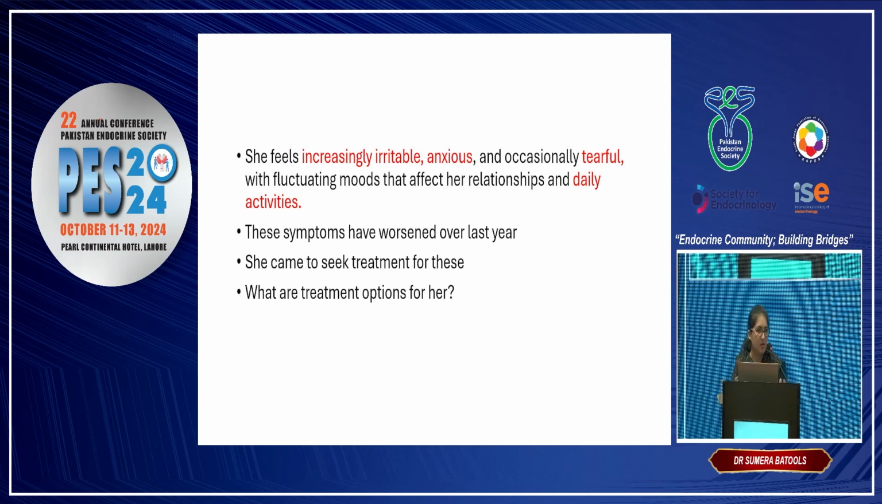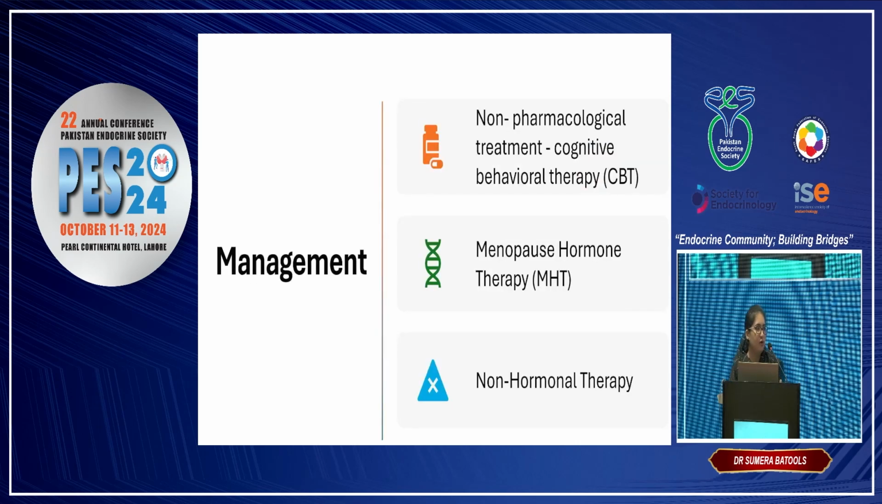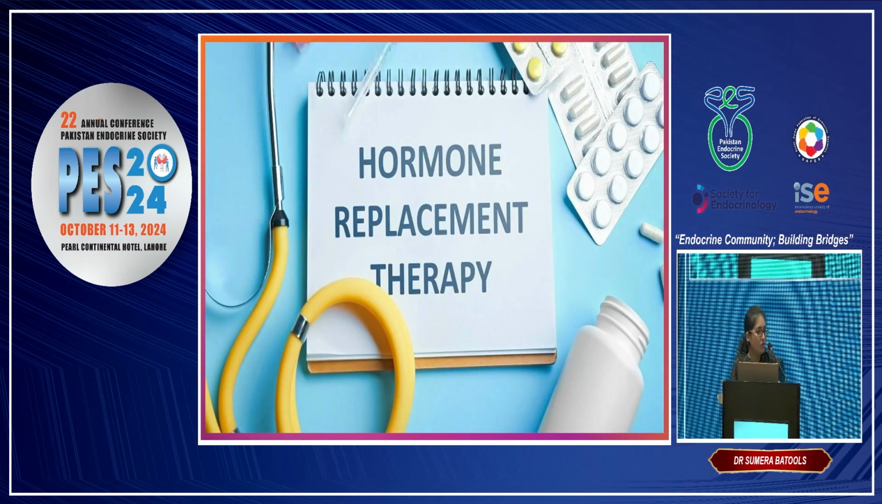So you see, there are a lot of symptoms which are affecting her routine life and making her life difficult. So what can we do for her? There are multiple treatment options available. We have non-pharmacological treatments, we have non-hormonal treatment options, and then we have the famous hormone replacement therapy or menopause hormone therapy. Mainly we are going to discuss the hormonal therapy.